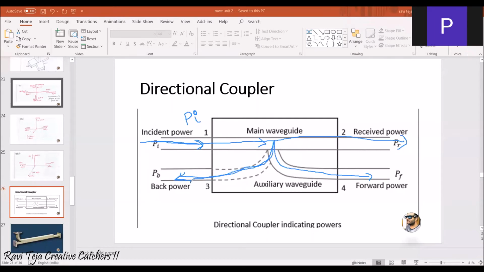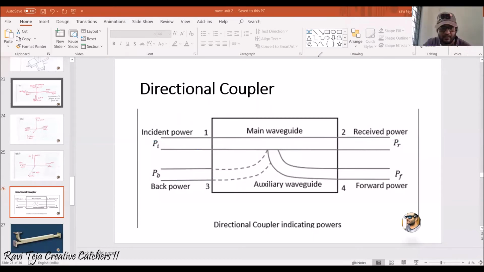Why? I will explain once again. Let us say a microwave signal is transmitting from port 1. Now our port 1 is considered as our incident port, or incident power at port 1. As the microwave energy is transmitted through port 1, we have three outlets, port 2, port 3 and port 4. Some part of the energy will travel through port 2, some part through port 4. If there are any reflected signals, they will go back in this direction.